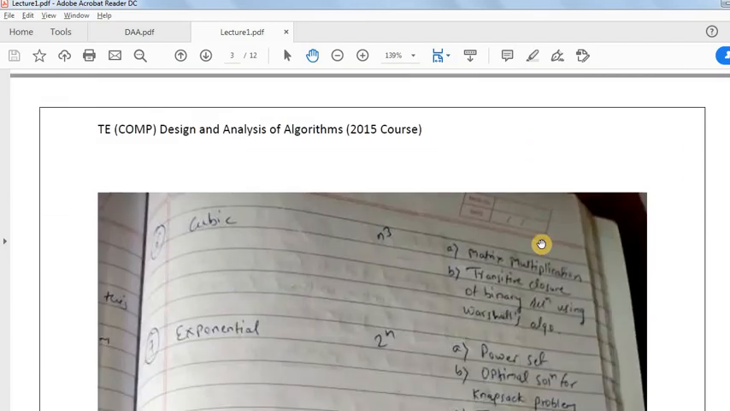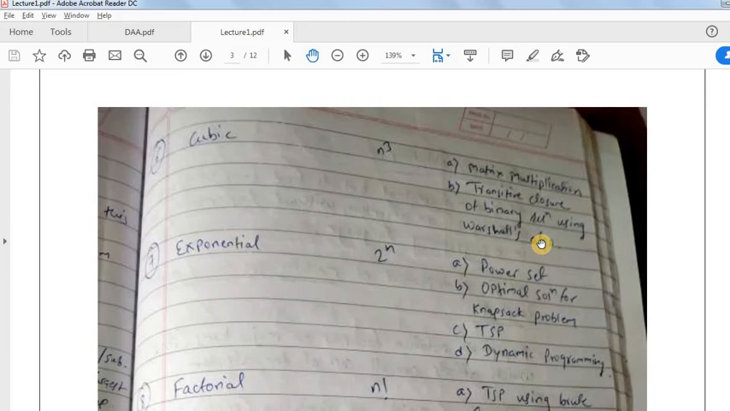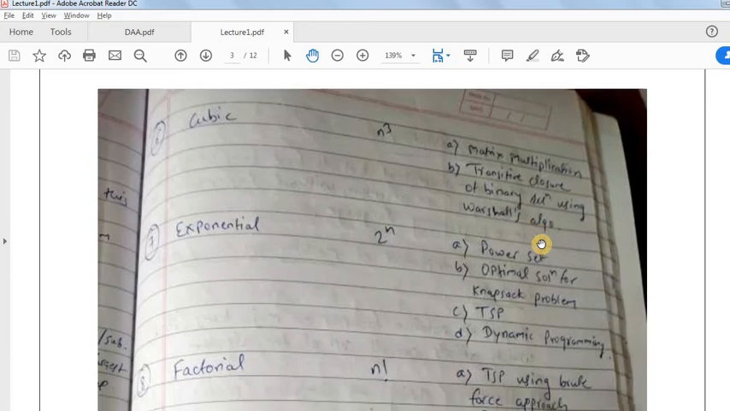Moving further, the next category of efficiency class is cubic, where we require n cube amount of time for execution of an algorithm. The example: finding the transitive closure of a binary relation using Warshall's algorithm. Second, we can use this n cube in case of matrix multiplication, where there is usage of 3 for loops.